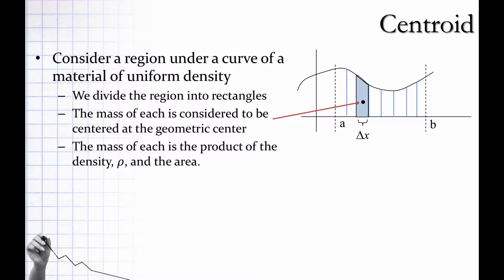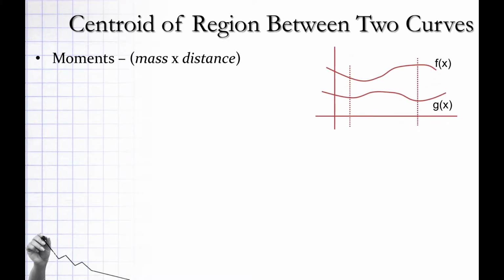The mass is density times area. Is that okay with you? Is that a physics concept? I'm not getting any feedback here. Is that a physics concept? Yes. That you've talked about? Okay. If we sum the products of the distance and the mass, then we can talk about our moment about x and our moment about y. Okay? So, let's talk about the moments about x and y.